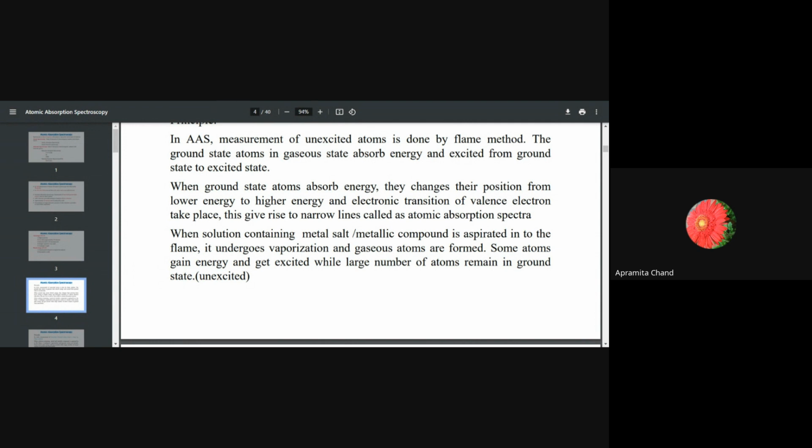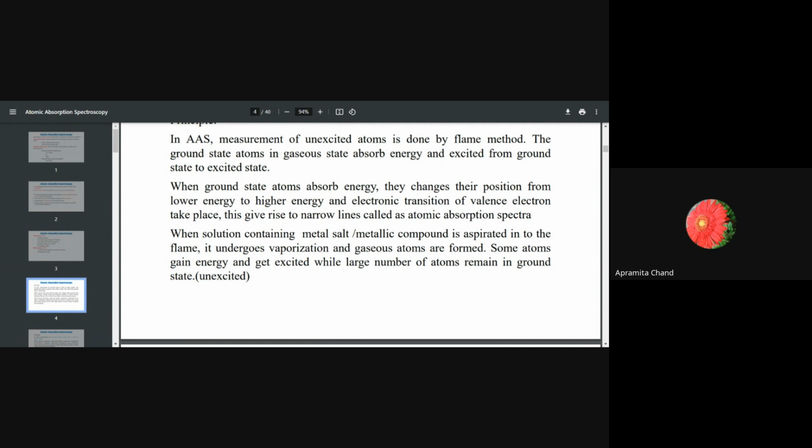As we have already seen in other spectroscopies, here also there is absorption of energy, and the excitation takes place from the lower energy to the higher energy state, and this transition gives rise to narrow lines. These narrow lines are called atomic absorption spectra.